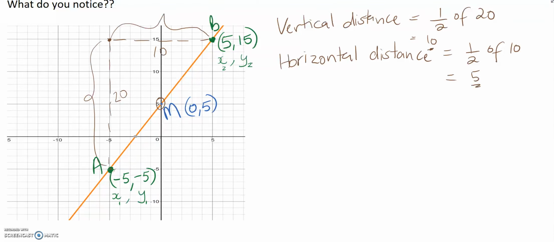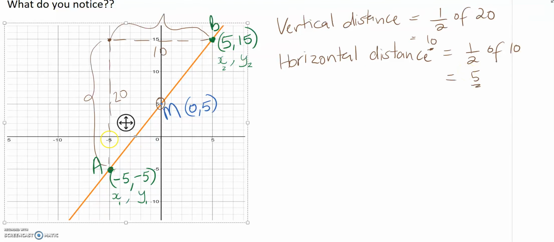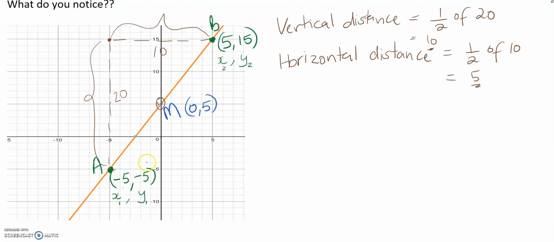Now how do we find the vertical distance, which is halfway between the y values, and the horizontal distance, which is halfway between in the x direction? Half of 10 was 5, so from that point -5 to that point 5, how do we get halfway? What do we do with this -5 and 5?